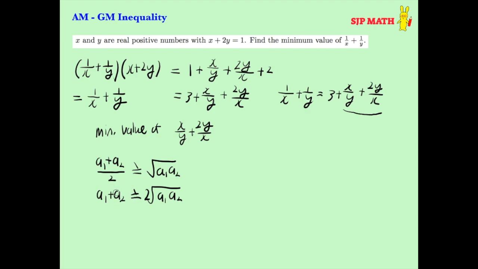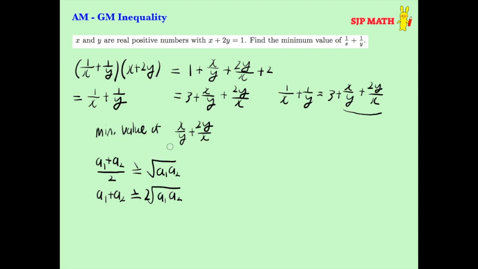So why don't we put a1 and a2 as x over y and 2y over x to find the minimum value of their sum, x over y plus 2y over x, which is what we're looking for. Also, we can see that when x over y and 2y over x are multiplied together, the x's and y's cancel out. So it gives us a constant. So this part will have no unknowns, which is good.